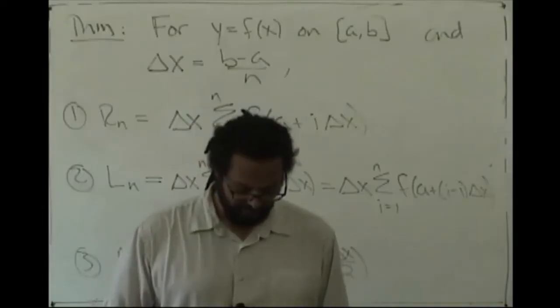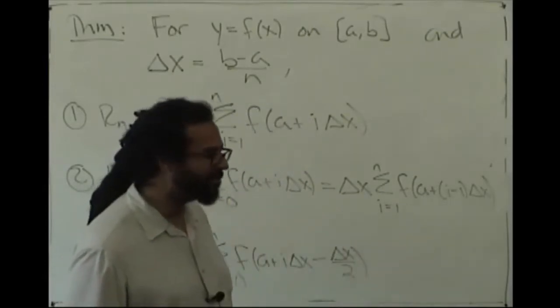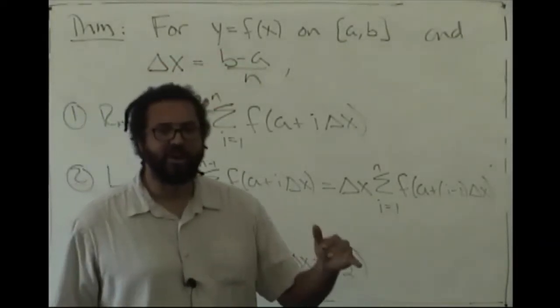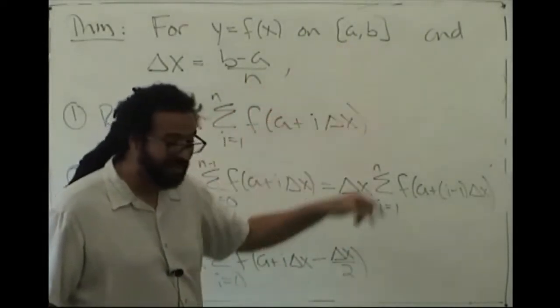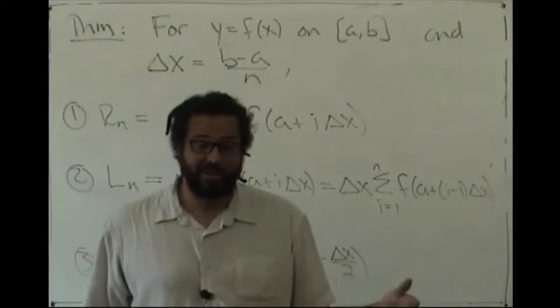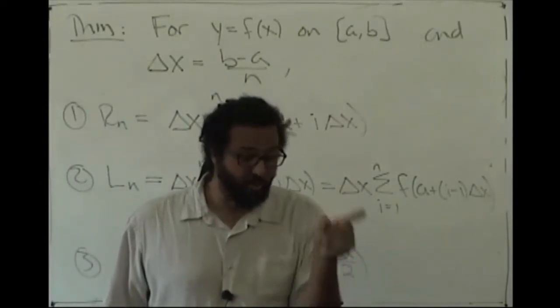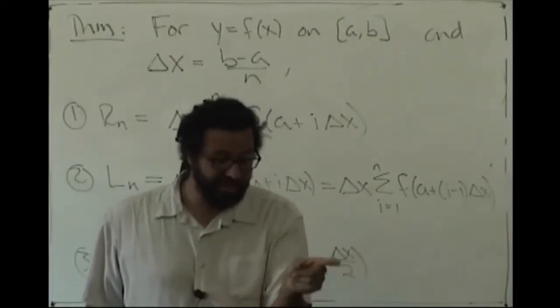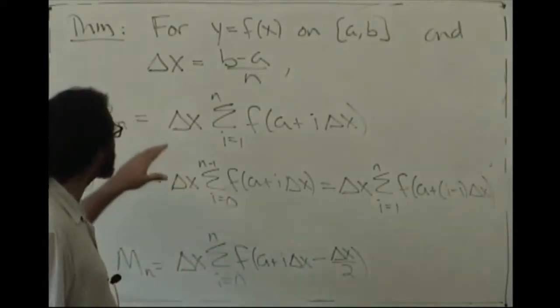Okay, in this video, we want to look at some formulas for right, left, and midpoint approximations. So again, we want to approximate the area under the curve y equals f of x on the closed bounded interval from a to b. And each one of those approximations used a uniform partition. So the widths of all of our rectangles that we will use to approximate this area are all the same, right? So a uniform partition.